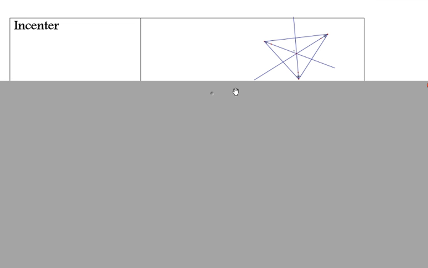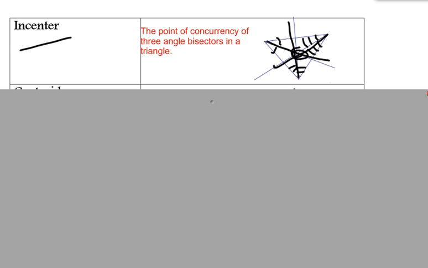The first one is called the incenter. The incenter is formed by making 3 angle bisectors of a triangle. So if I bisect this angle, if I bisect this angle, and if I bisect this angle, with this bisector here, this bisector here, this bisector here, this point is called the incenter. And as soon as you see the word incenter, you should automatically mark your angles. Mark this angle congruent to this angle, mark this angle congruent to this angle, mark this angle congruent to this angle.